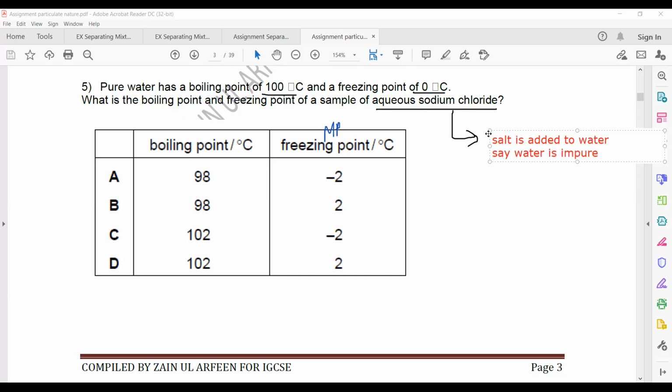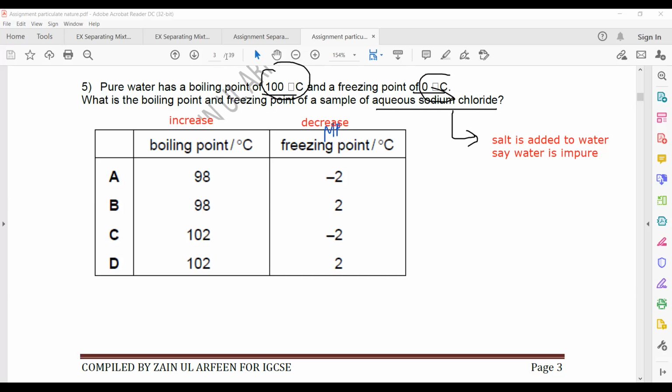So if the water is impure, the pure water boils at 100 and it freezes at 0. What is the effect of the impurity, or when the water is impure, what is the effect on the boiling point and the melting point? So what is the right option here? The boiling point should increase when it is impure, and the freezing point or melting point should decrease.